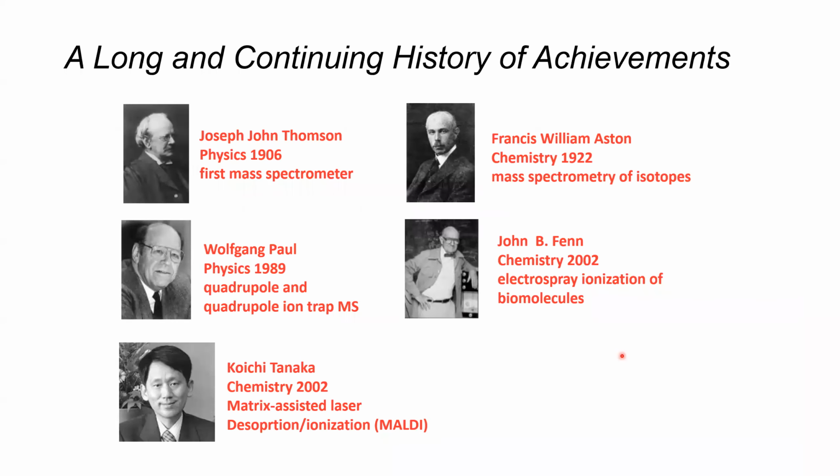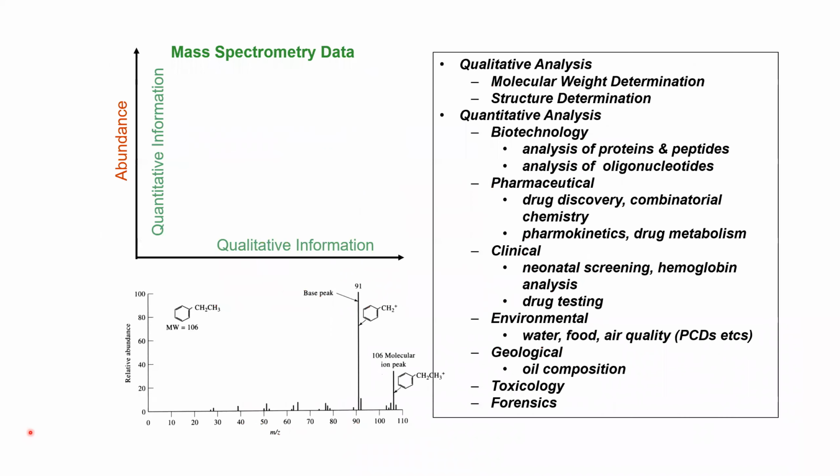So here are 5 winners of Nobel Prizes for their work on mass spectrometry. The first was back in 1906 by Joseph John Thomson for the first mass spectrometer, and right up until 2002, where it was shared amongst a couple of different scientists who developed different mass spectrometry techniques.